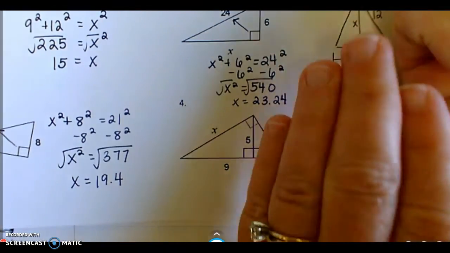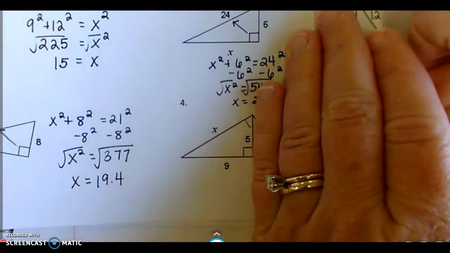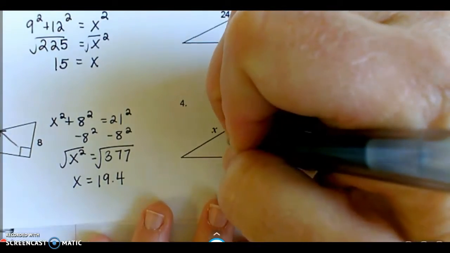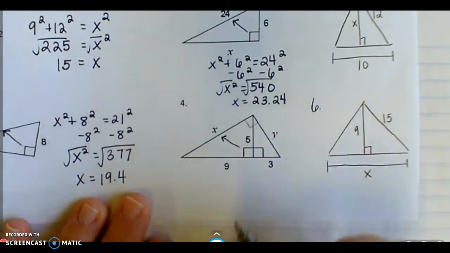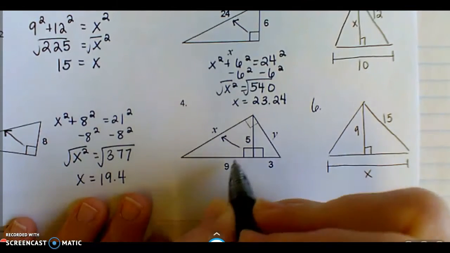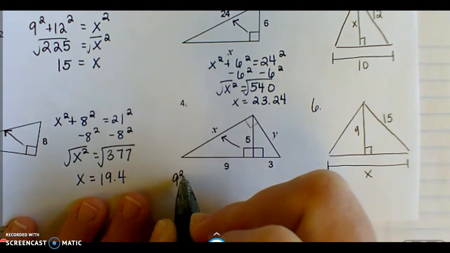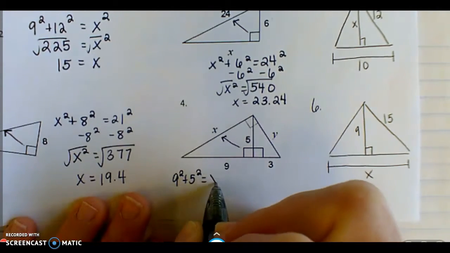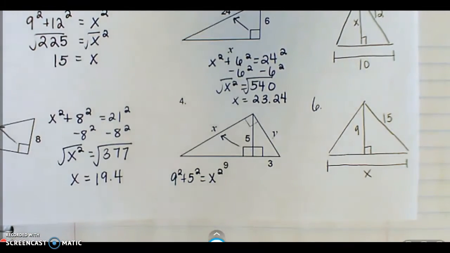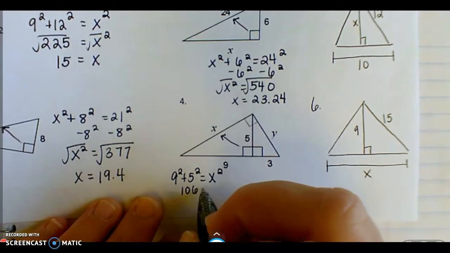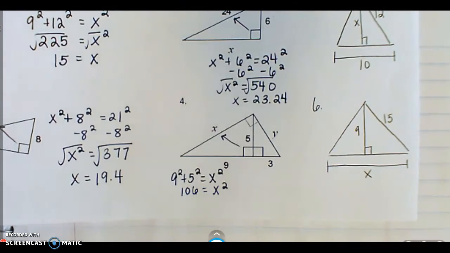So let's set X and Y. So let's just say we're solving for X, so we're just looking at that right triangle. Notice that the 90 is across from the X, so X must be C, so we're going to use 9 squared plus 5 squared equals X squared. Add 9 squared plus 5 squared together. We get 106. Take the square root of 106.